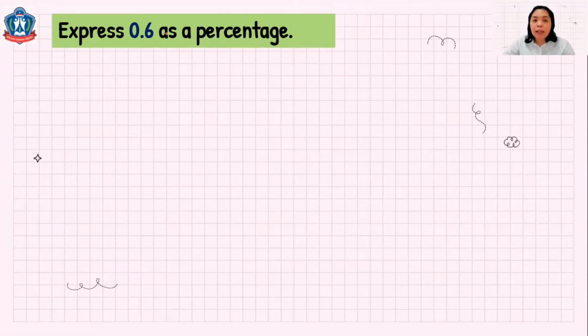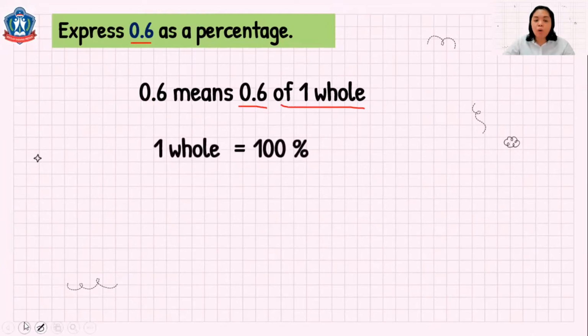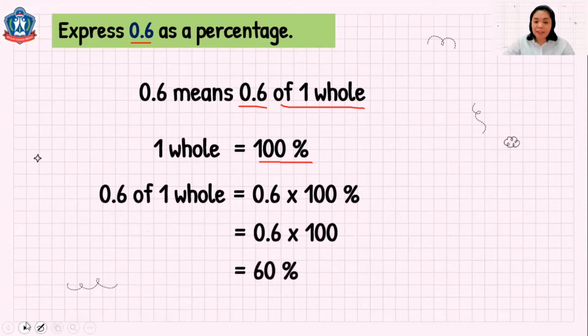There is another way to change decimal to percentage like this. When we say 0.6, it means 0.6 of 1 whole. So how much is our 1 whole? 1 whole means the 100%. Okay. So if 1 whole is 100%, so 0.6 of 1 whole means we just multiply 0.6 times 100%. And that is equal to 60%.